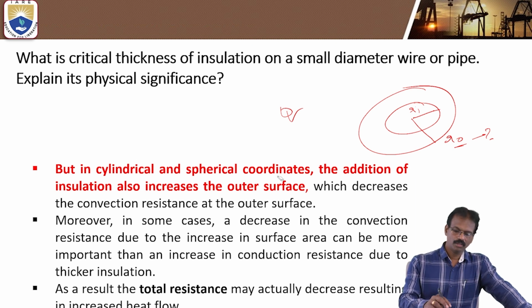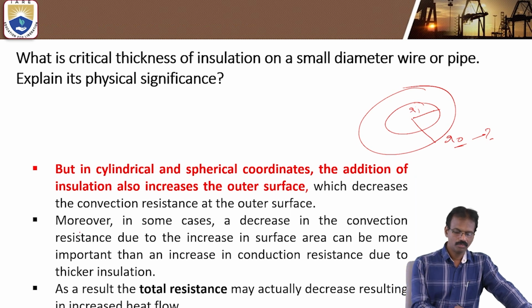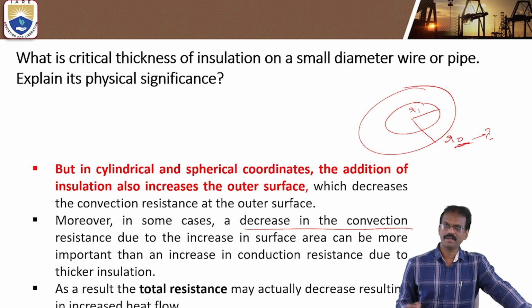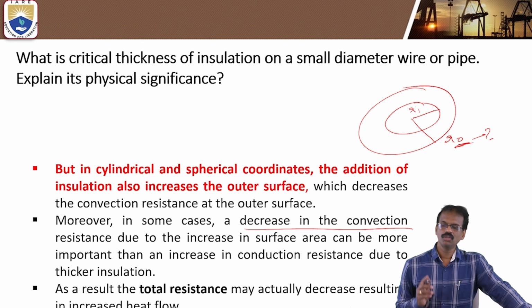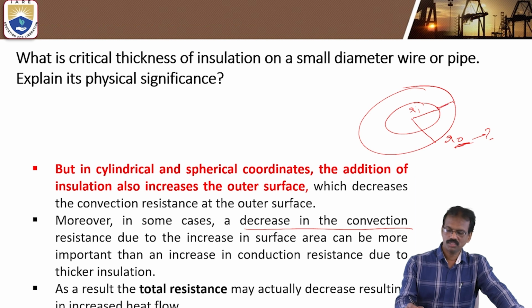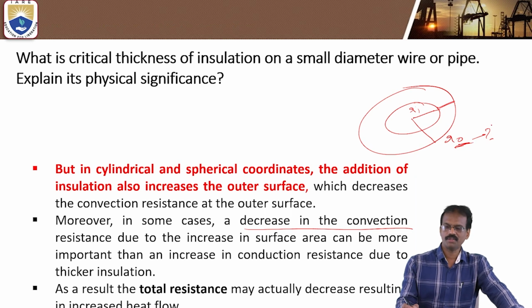What is the reason behind this? The reason is the decrease in convection resistance. If you increase the R0, the convection resistance decreases. Here we will see two types of resistances. One is the conduction resistance. Suppose this is the insulating material, and this is the outer radius of the insulating material. If you increase the R0 value, heat conduction takes place from the inner surface to the outer surface.